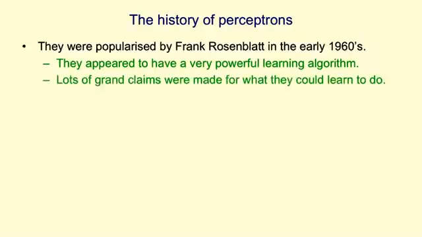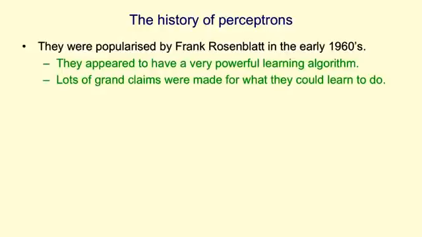A lot of grand claims were made for what perceptrons could do using this learning algorithm. For example, people claimed they could tell the difference between pictures of tanks and pictures of trucks, even if the tanks and trucks were partially obscured in a forest. Now, some of those claims turned out to be false.